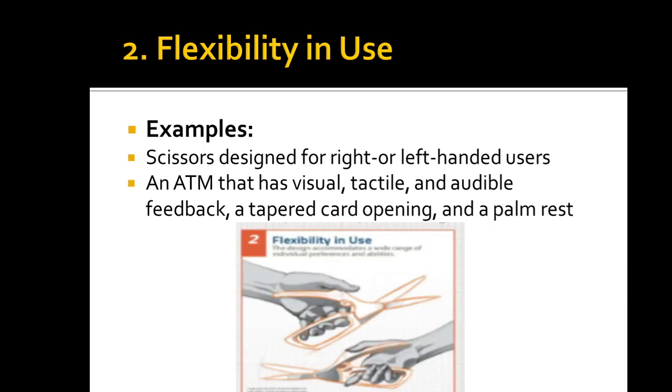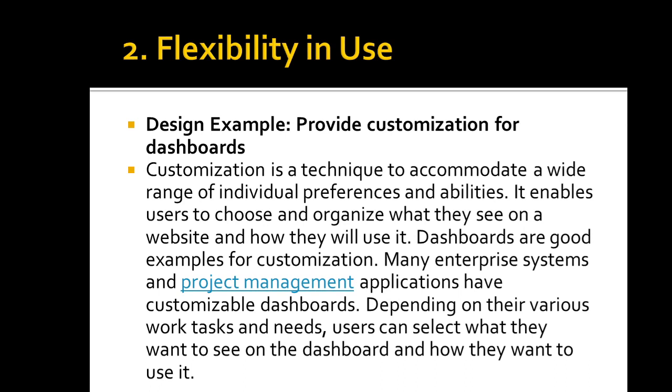Examples: scissors designed for right or left-handed users as seen in the picture. So a left-handed or a right-handed person can use the scissors. An ATM that has visual, tactile, so that means you can feel it with your touch, and audible feedback. So the three should be there. Or a tapered card opening and a palm rest. So these are examples of flexibility in use. How about in designing?